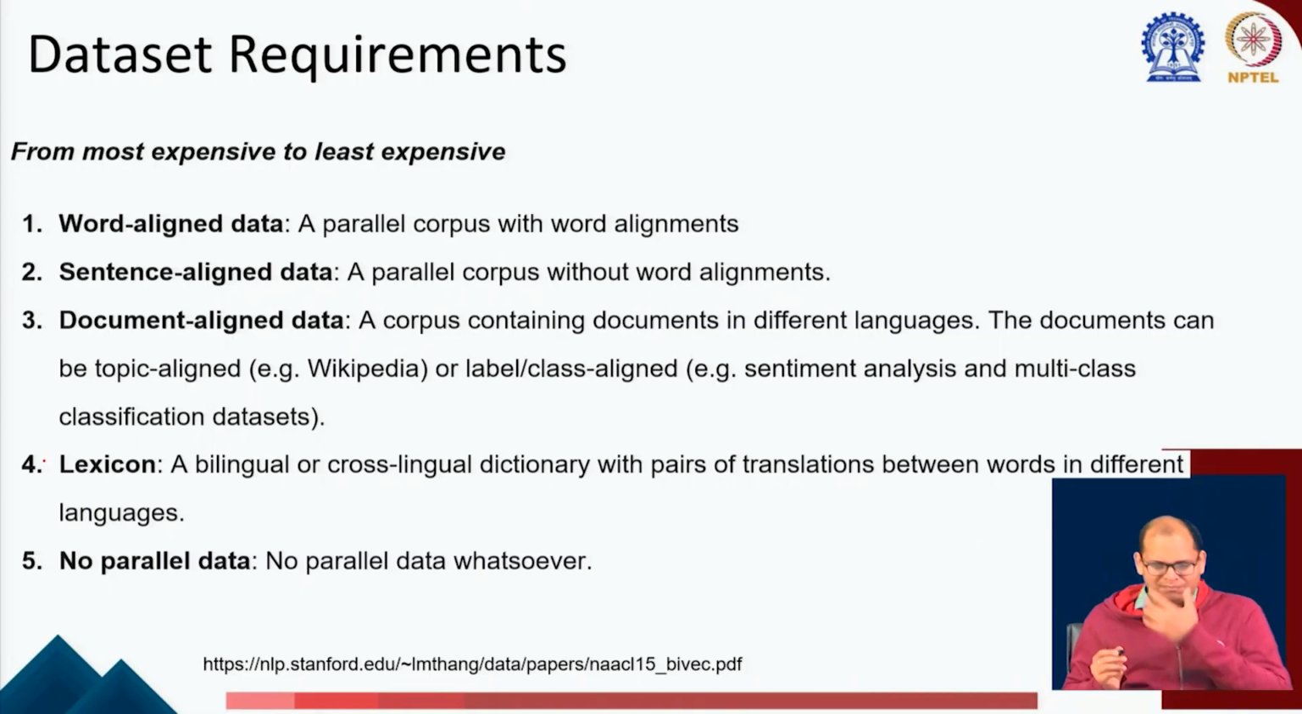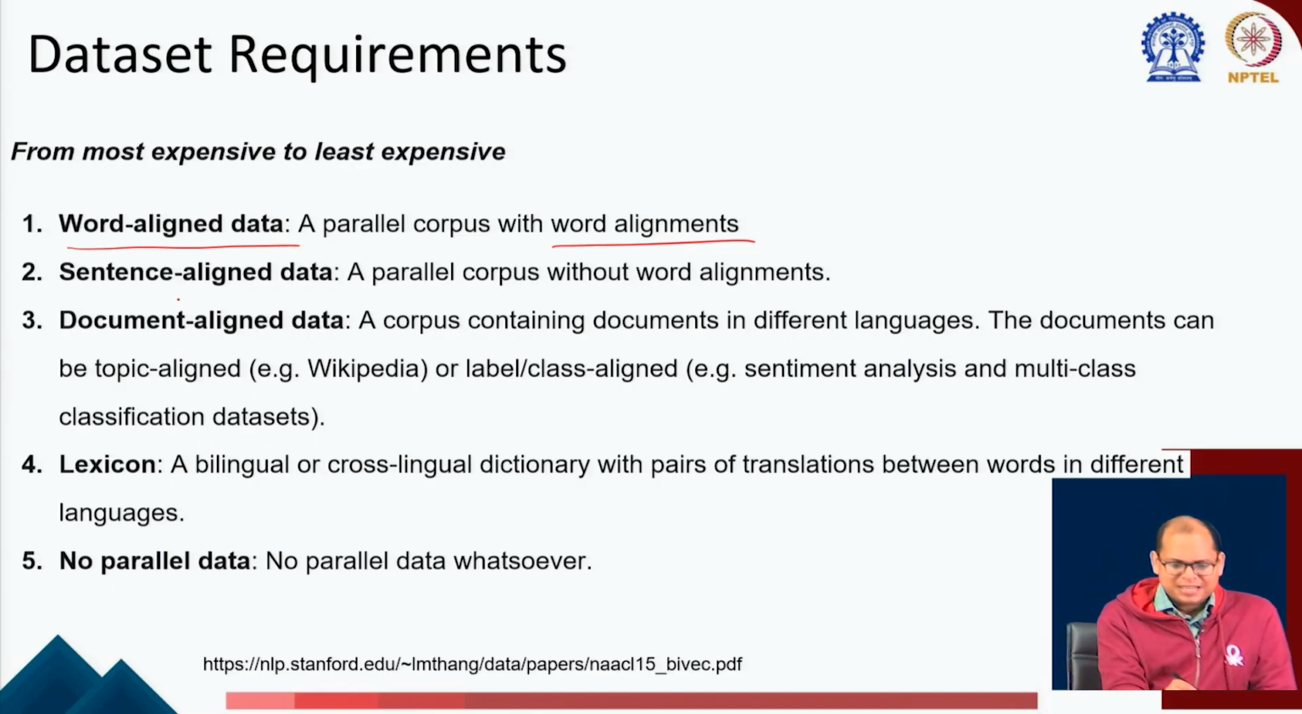So some methods would require very expensive data, and some methods will require very little additional data. Like the word aligned data, this is the most expensive, because what you need here is a parallel corpus between a pair of languages, and even with word alignments, right. So, this is very expensive. You need parallel sentences, also word alignments. It makes it easier to learn the embedding, but getting this data is very difficult.